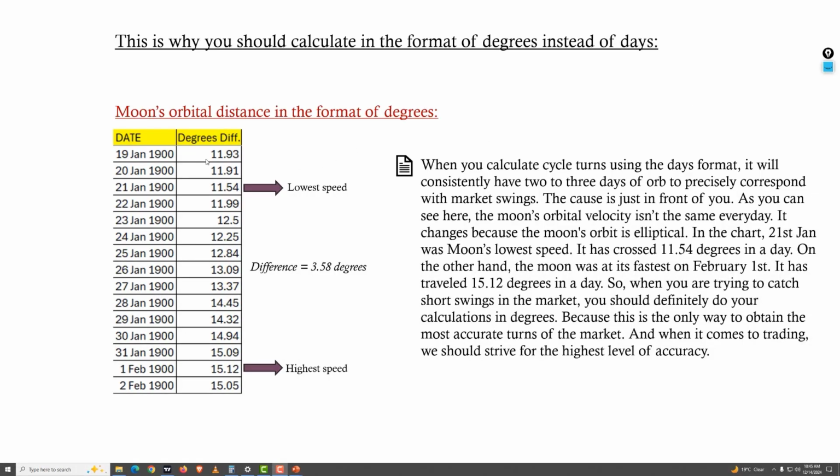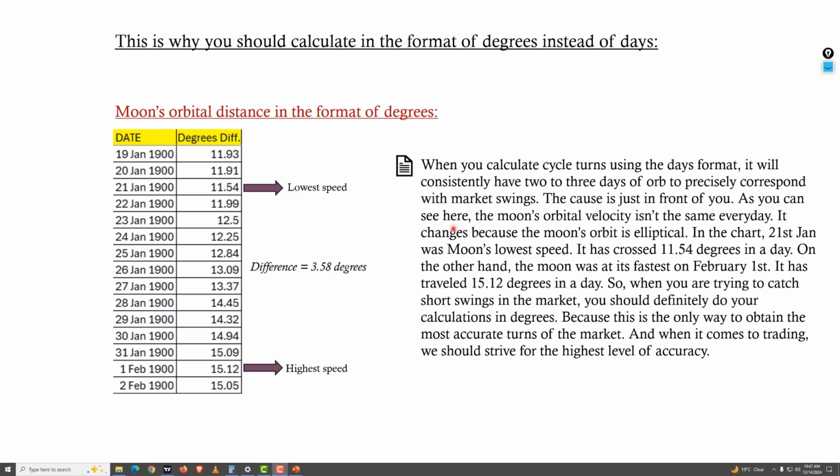Okay, we have the moon's orbital distance in the format of degrees here. Okay, so these are the dates and these are the degrees the moon has produced during that particular dates. Okay, when you calculate cycle turns using the days format, it will consistently have 2 to 3 days of orb to precisely correspond with market swings. Okay, we have just seen an example in this video. The cause is just in front of you.